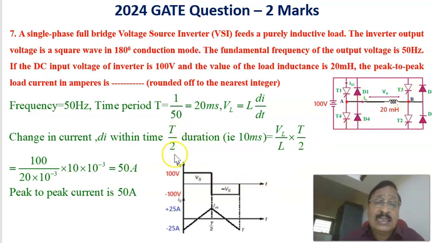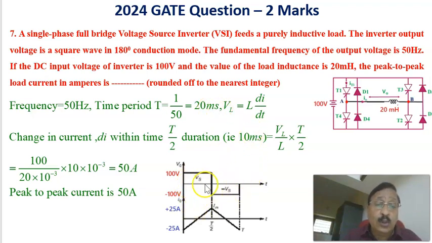As you know, the relation between the voltage across the inductor and the current through the inductor is VL equal to L di by dt, or di by dt equal to VL by L, or di equal to VL by L into dt. The rate of change of current through the inductor is VL by L. Here the frequency is 50 Hz, therefore the time period is 1 by 50, which is equal to 20 milliseconds.